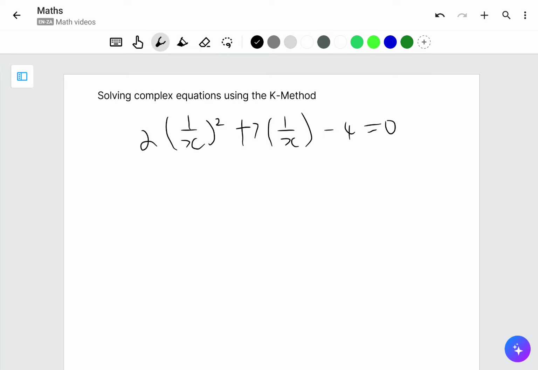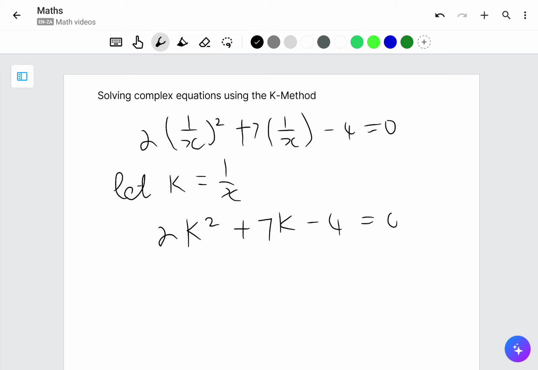Right, so as you can quite clearly see, this is a complex equation. However, the variables are fractions. So this is where the K method comes in. We're gonna say let K equals 1 over x. So now 1 over x will become K. Wherever we see 1 over x, we'll place K. So we're gonna say 2k squared plus 7k minus 4 equals 0.